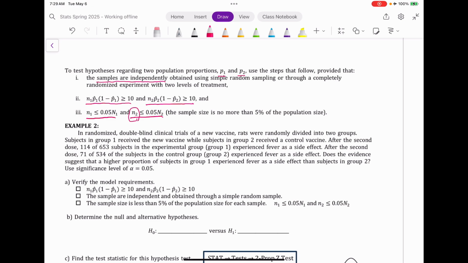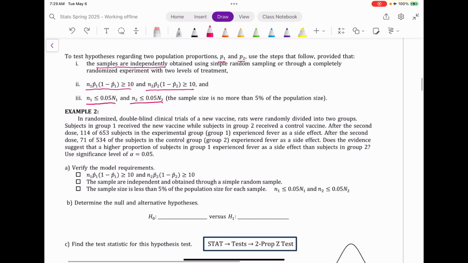the second population sample. All right, so in example 2, in a randomized double-blind clinical trial, double-blind meaning the participants and researcher are both blind to who's the control group and who's receiving the treatment. Okay, so rats were randomly divided in 2 groups. Subject 1 received the new vaccine, while subject 2 received a control vaccine.